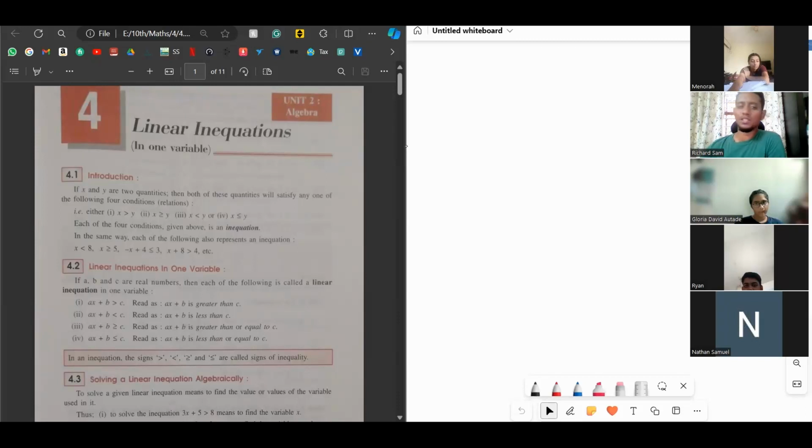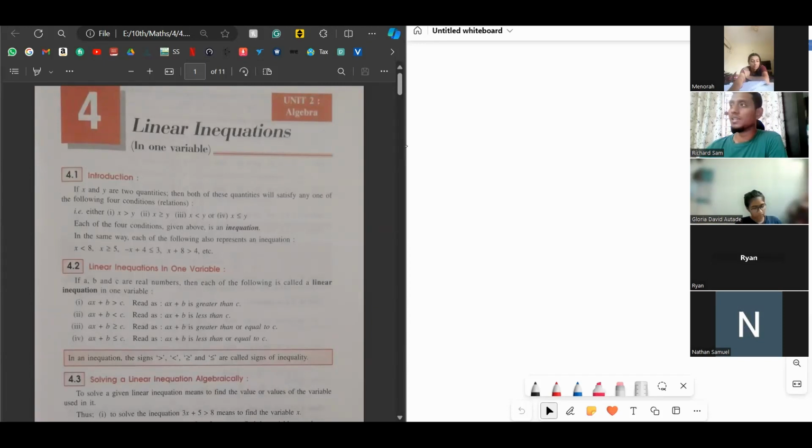So linear equations is something that you have learned in the 7th standard. After linear equations, we learned about simultaneous equations. And after simultaneous, we learned about quadratic equations. Okay, these are all coming under the topic called algebra. So what is linear inequations now?